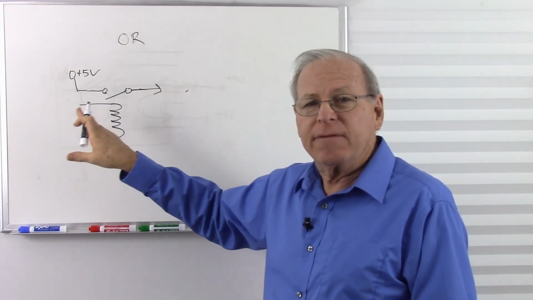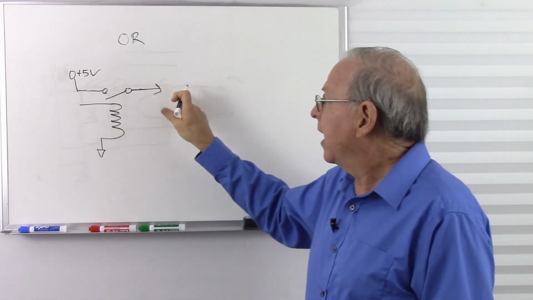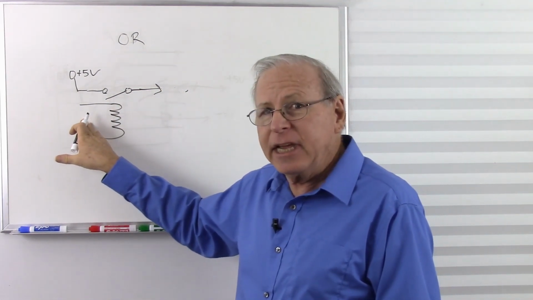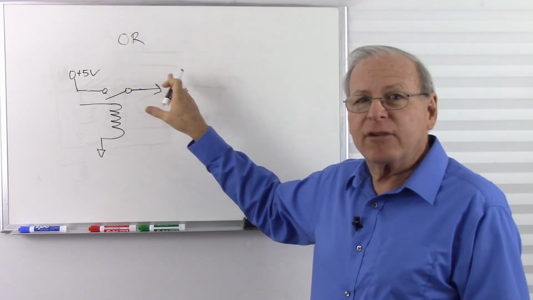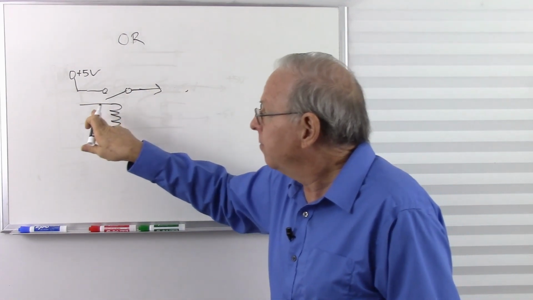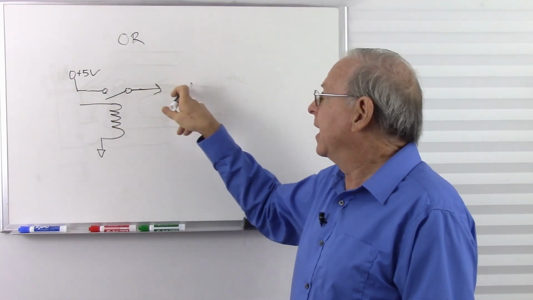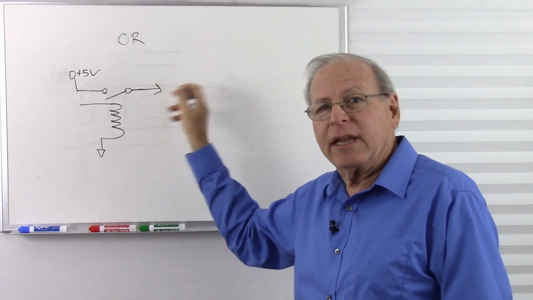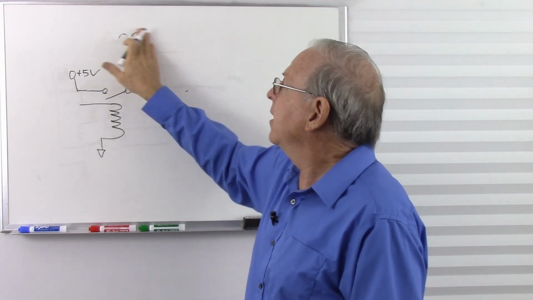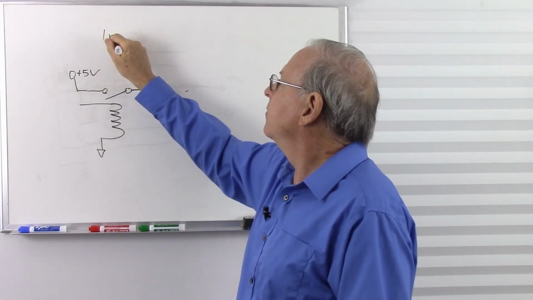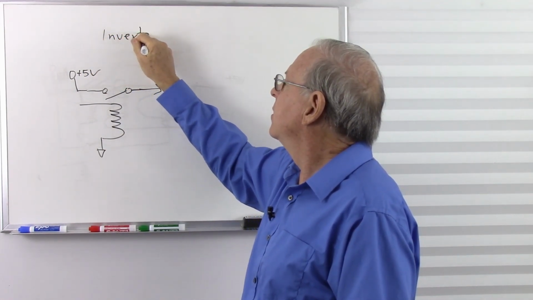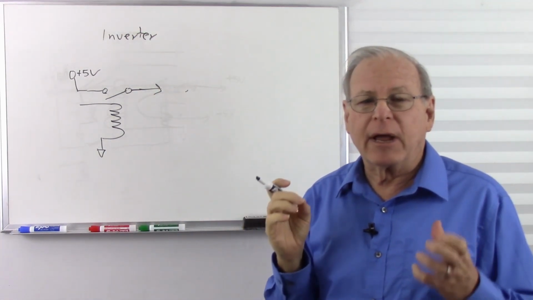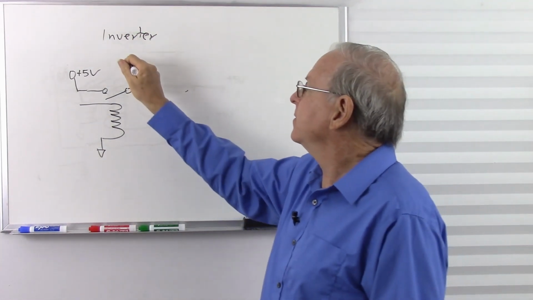So now, if the relay is not energized, I get an output. But if I energize it, the output goes away. So I get an opposing function. Put 5 volts here, I get nothing here. Take the 5 volts away, I get 5 volts out here. So I get an inverted function. We call that an inverter. And in modern terms, we might also call that a NOT.